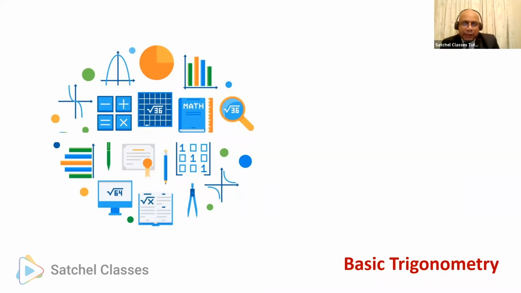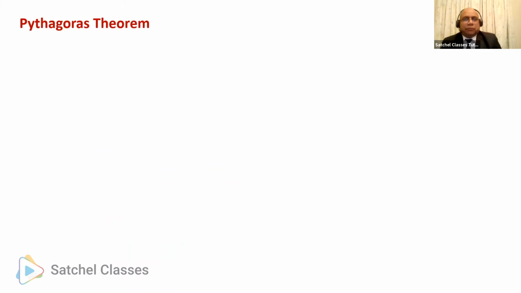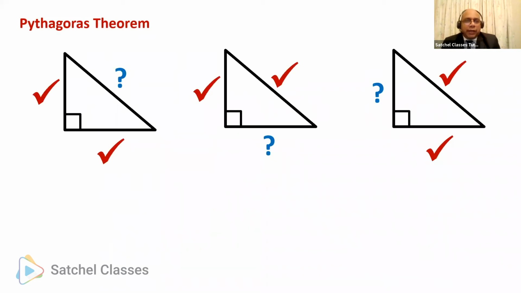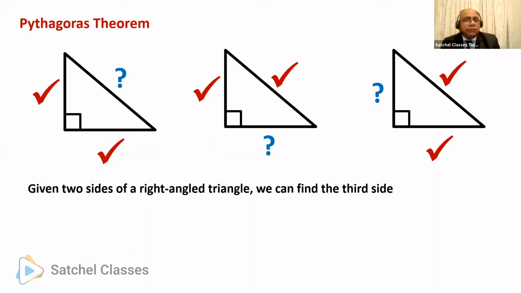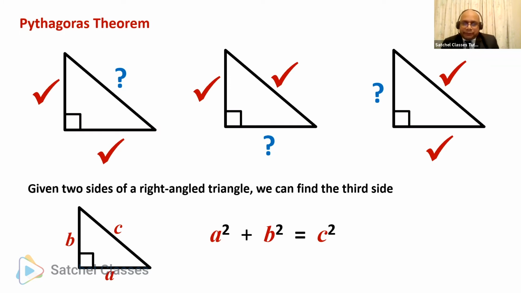Let's begin with what we did in the last lesson, Pythagoras theorem. Now, where do we use Pythagoras theorem? As you know, Pythagoras theorem gives us a relationship between the three sides of a right angle triangle. So, if I know any two sides of a right angle triangle, we can easily find the third side using Pythagoras theorem, right? We know that Pythagoras theorem suggests a squared plus b squared equals c squared, which is the same as saying that the square of the two sides which make up the right angle, if I add them, I'll get the square of the hypotenuse.